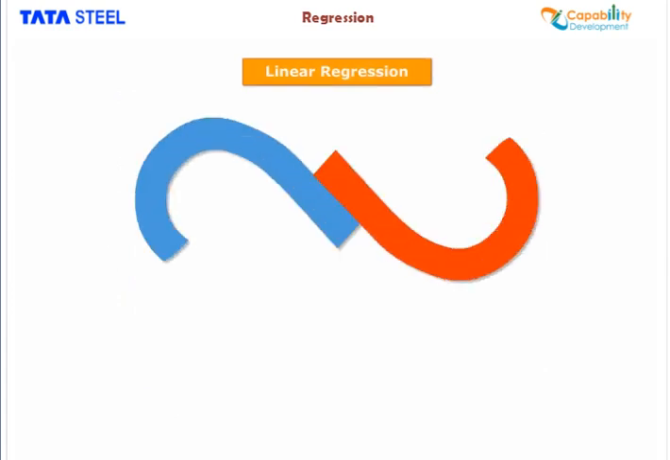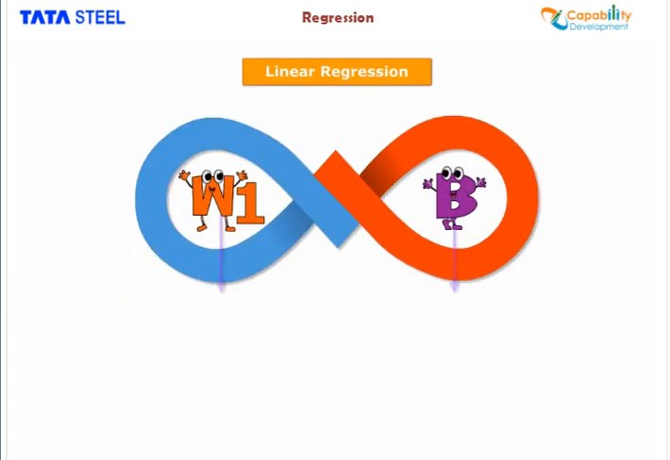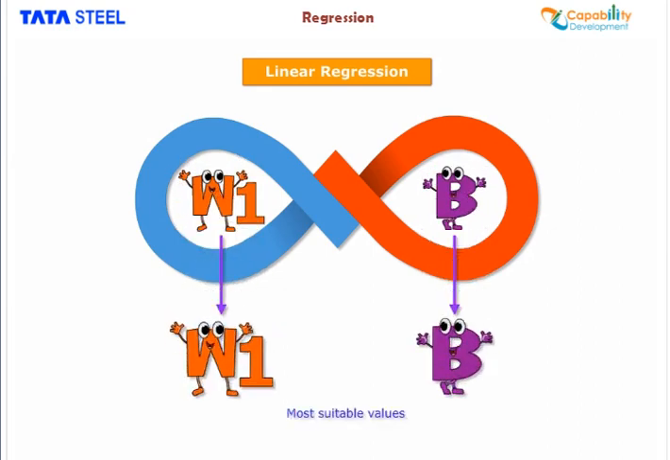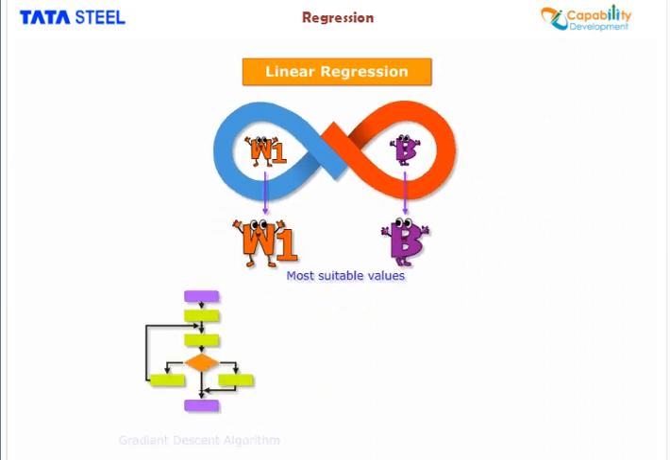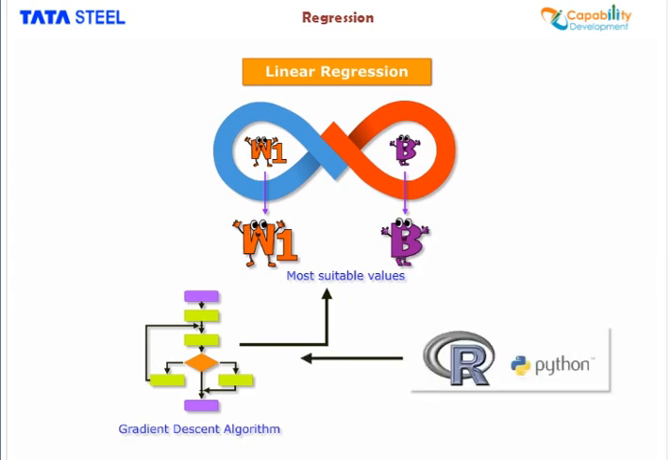There are infinite values of W1 and b. For how many values can you do this? The answer is provided by the gradient descent algorithm. Deep details of gradient descent are beyond the scope of this module, but here it is dealt with briefly. All the tools which you will be using to implement regression provide quick functions to help you get the best suitable values of weights and bias using the gradient descent algorithm internally.